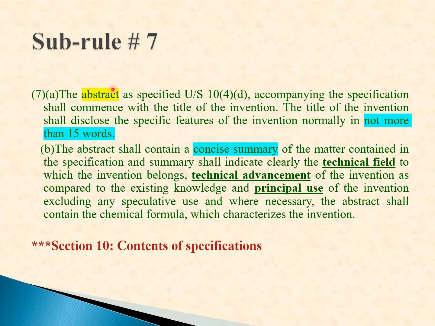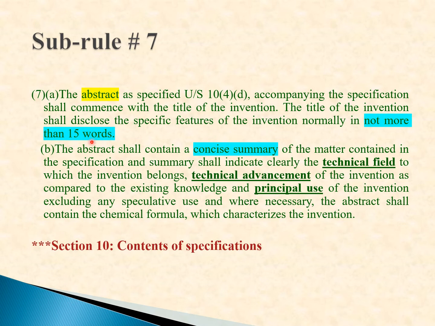Okay. So here the main thing is that the abstract as per section 10, this particular subsection and clause accompanying the specification shall commence or shall start with the title of the invention. That means the abstract will start with the title of the invention, it will disclose the specific features of the invention and that too within 15 words only.